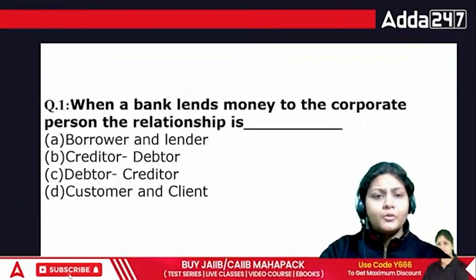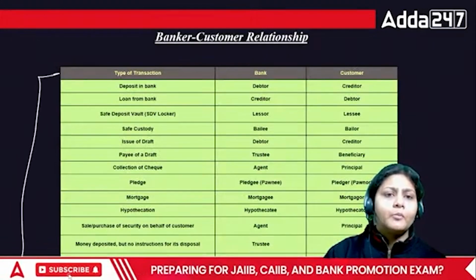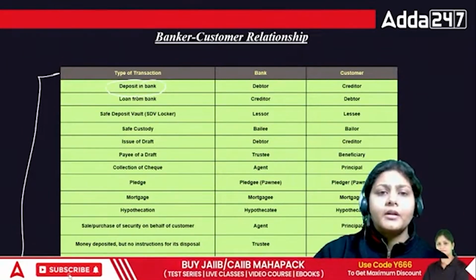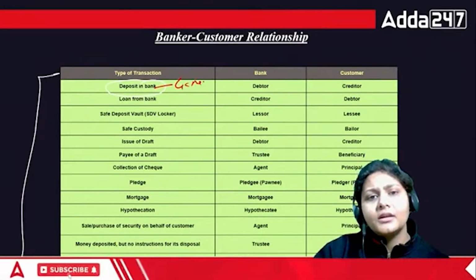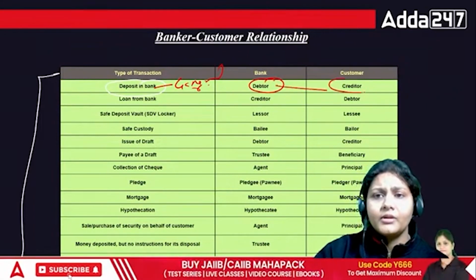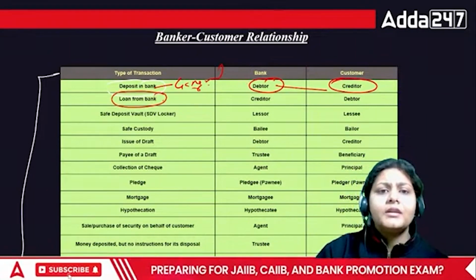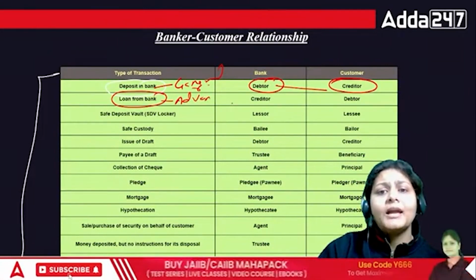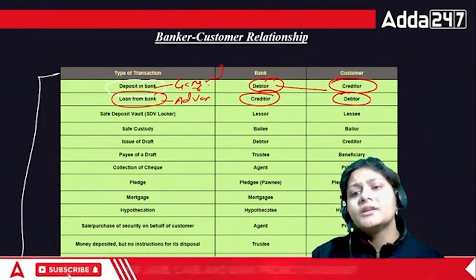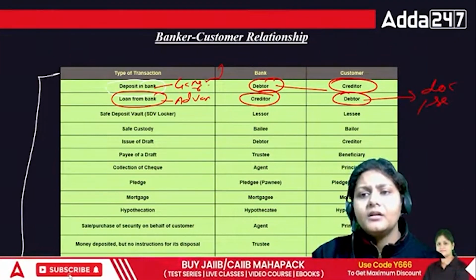Now I'll show you one picture before attempting all these questions. This picture is very important. If you are depositing, this is the general relationship between the debtor and creditor. Here the customer is the creditor when I am depositing, but it is exactly opposite in case of advance. Now the bank will be the creditor and the customer will be the debtor. And when the bank is giving you the loan, they keep some document or security.